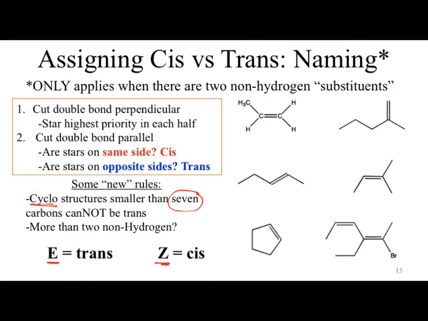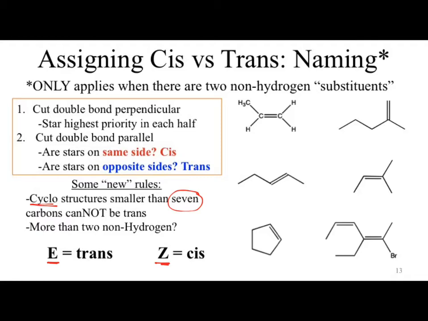It's ultimately the same thing. If you want to start with E and Z and stick with E and Z throughout everything, that's fine. Go ahead and do that. E and Z will technically only apply to double bonds. It does not apply to rings. So E and Z, if you're going to name things based on that nomenclature, it's double bonds. Rings get cis and trans with substituents, right?